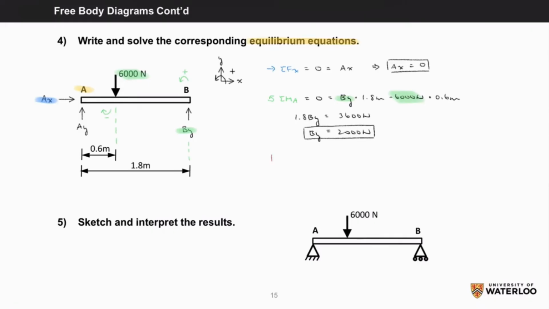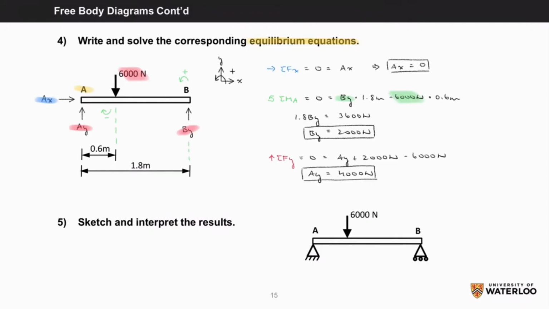Finally, we can solve for the sum of forces in the vertical direction, Fy equals 0. The forces acting in the vertical direction are Ay, By, and the 6,000 Newton load. Knowing that By equals 2,000 newtons from earlier, we can write 0 equals Ay plus 2,000 newtons minus 6,000 newtons. We then get a force of 4,000 newtons for Ay.